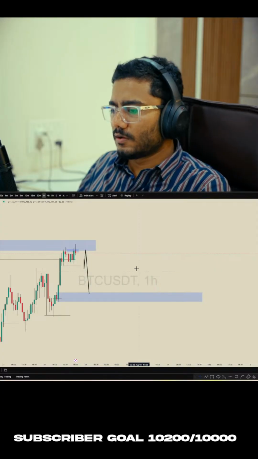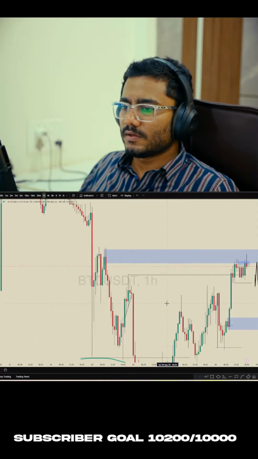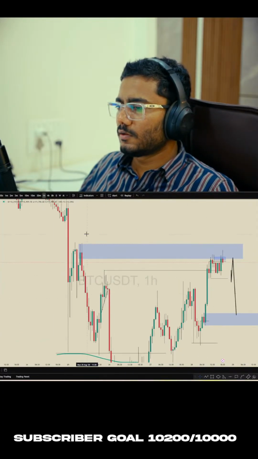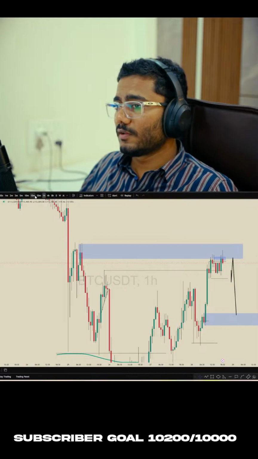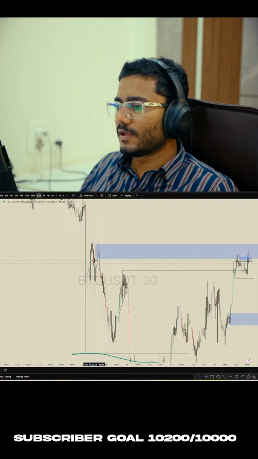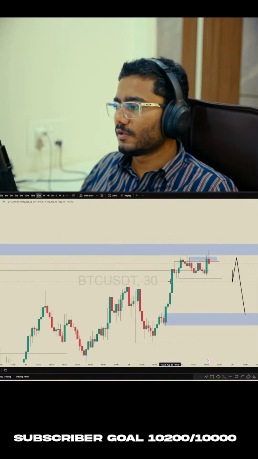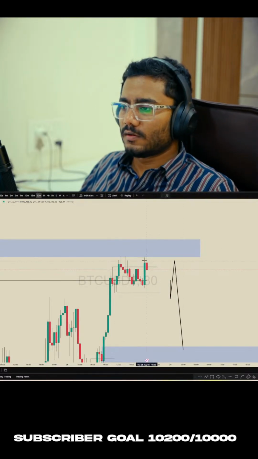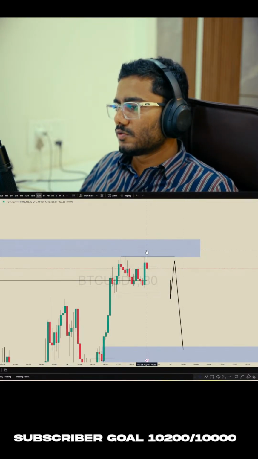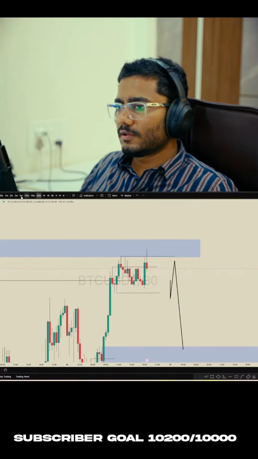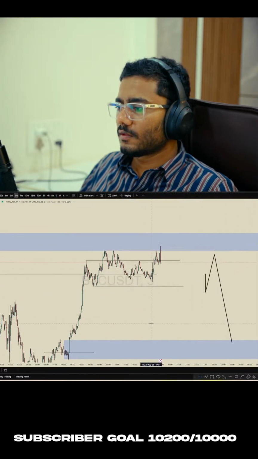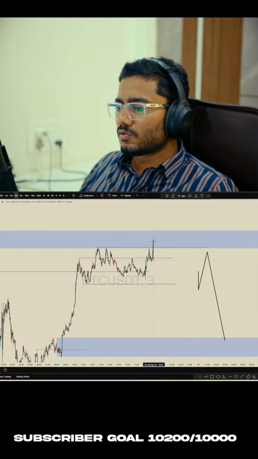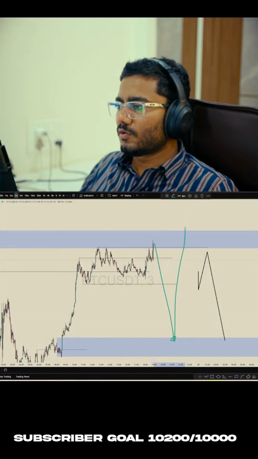But if you look at the structure right now, we have this trend line. This is an order block to the left side. If you look at 30 minutes, there's imbalance. This is the candle which took out the liquidity. So price has tapped, and this structure is sweeping the liquidity. So we look for buy side from this area to the upside.